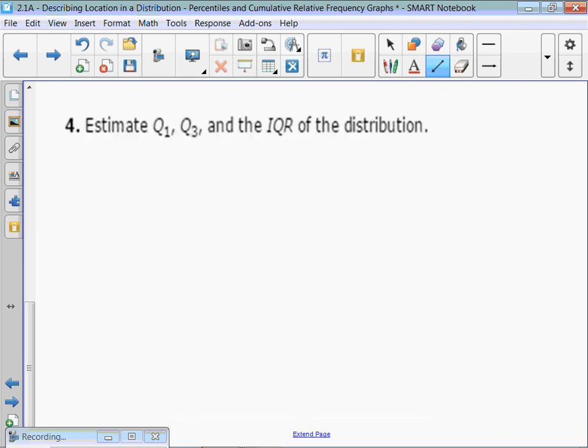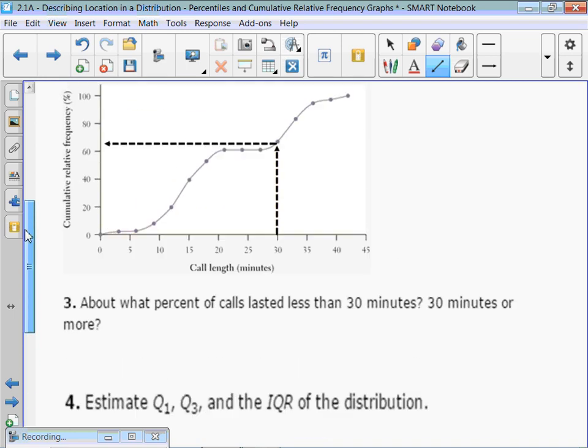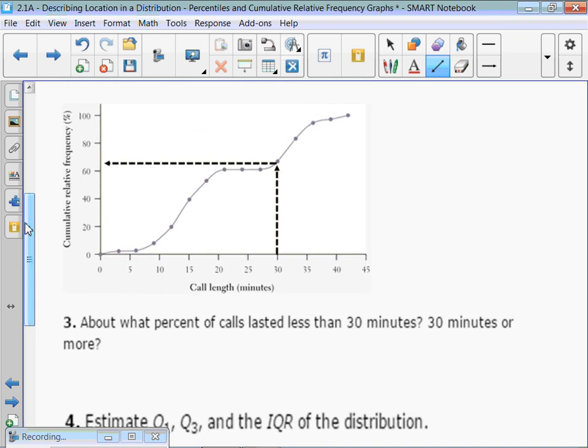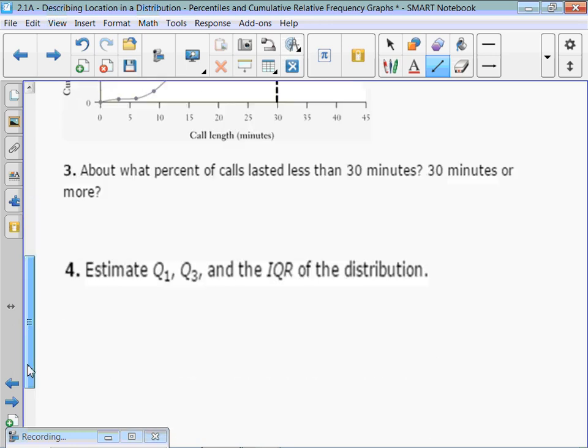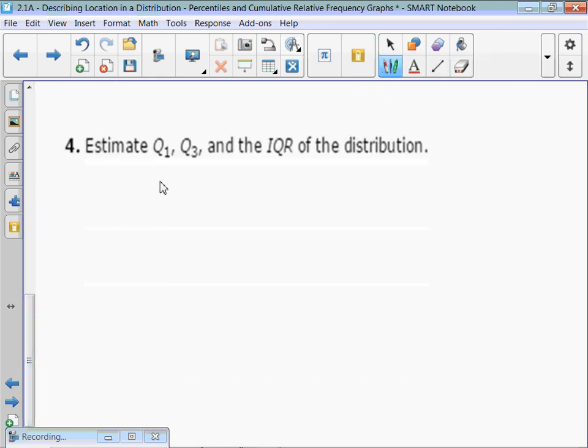All right, this is new, and you definitely want to know how to do this. Estimate Q1, Q3, and the IQR of the distribution. How would I find Q1? And we're talking about this same graph. Q1 represents what? Box and whisker plot. Yes, 25%. Awesome. So we're starting with the percent now. This represents 25%. So what does Q3 represent? 75%.